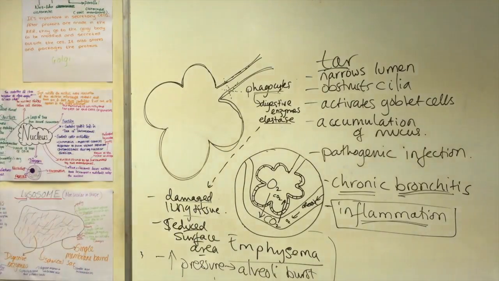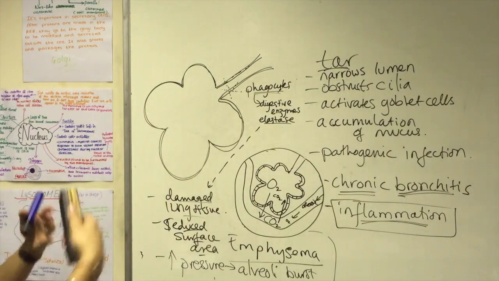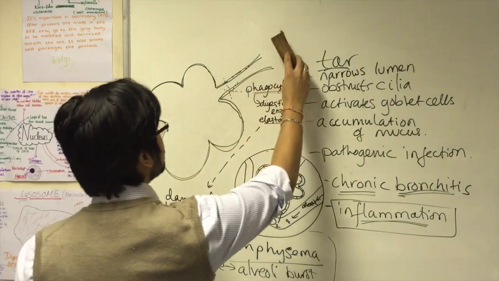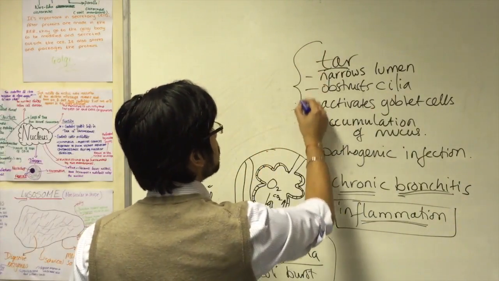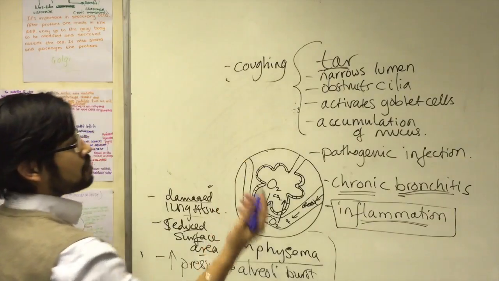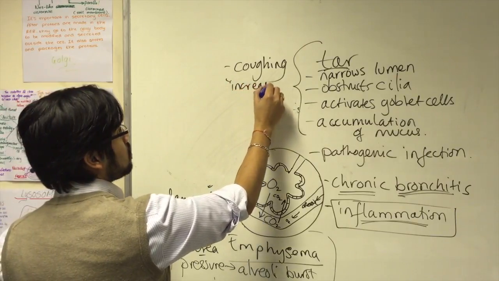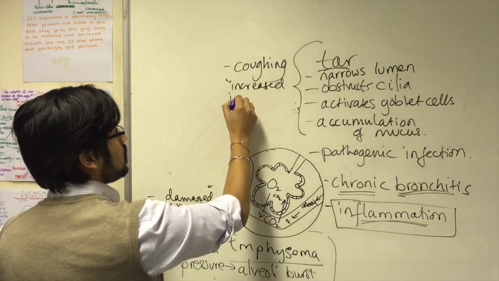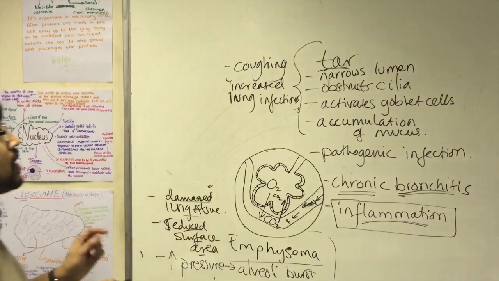Right, so the last thing you really need to know in this topic is how these things manifest themselves in the symptoms. So just going to quickly look at this. In the short term, you're going to have coughing because of the buildup of mucus. You will also have increased lung infections. Okay, that's in the shorter term.